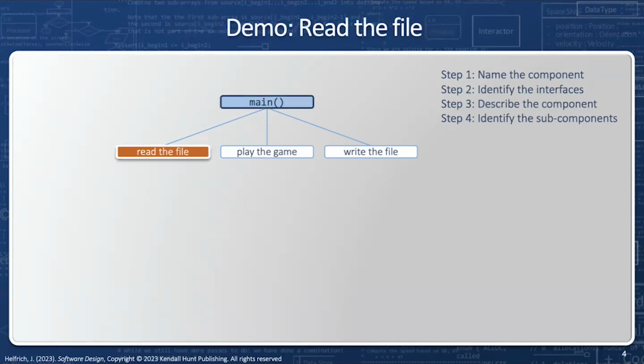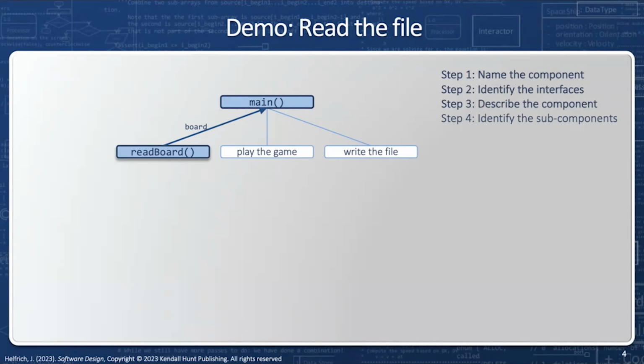And this time we'll look at the read the file part. We'll name the component, read the file. Well, I don't need the word the, and file doesn't really describe what I'm reading. So I need to have a really good function name. It's going to start with a verb and it's going to do something. So I'm going to think, how am I going to read the board? So I'm going to call it read board. Now I'm going to identify the interfaces, what goes into and what comes out of read board. Well, nothing goes into read board, but read board is going to give us a board that we read, and that's going to come out.